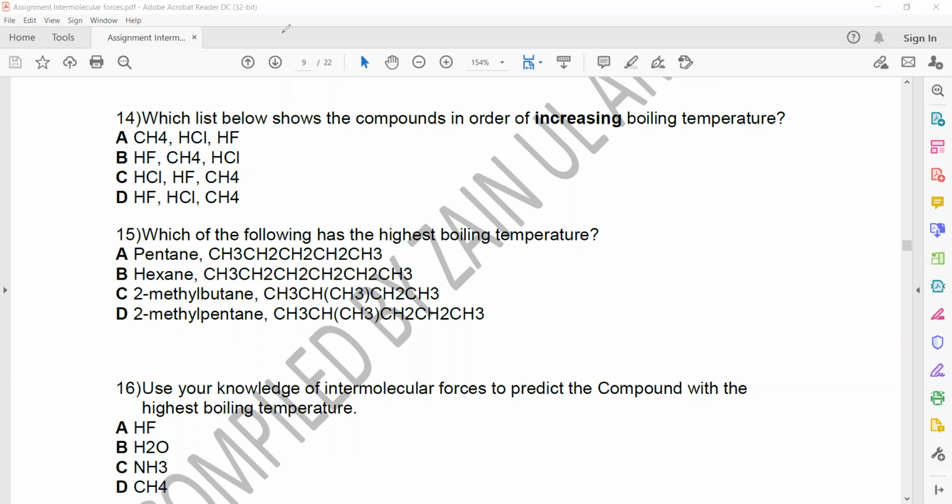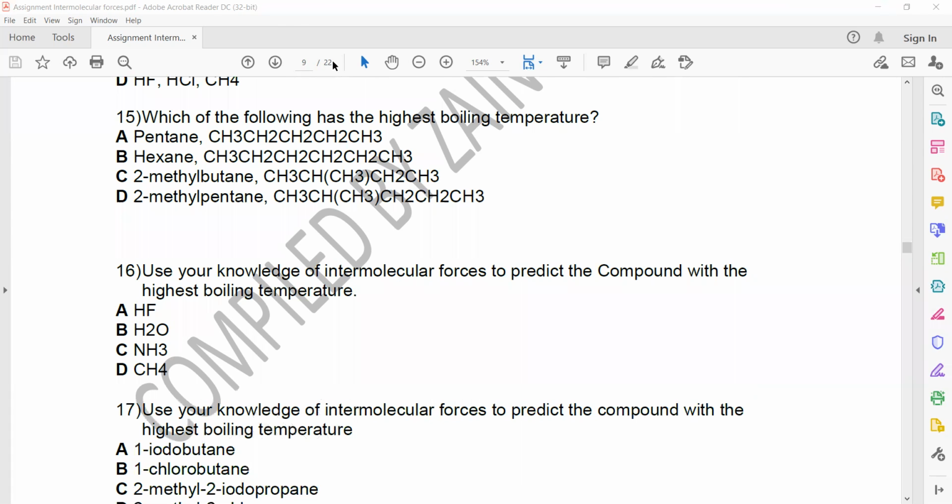Question 15. Which of the following has the highest boiling point? To have the highest boiling point, we have to check the number of atoms as well as the branching. The number of atoms should be high and the branches should be minimum. Pent means 5 carbon atoms. This has hex, so 6 carbon atoms. This one has 5 carbon atoms, and this one has 6. So these two have 6 carbon atoms, and either B or D will be the answer.